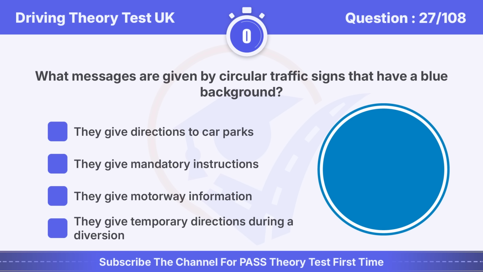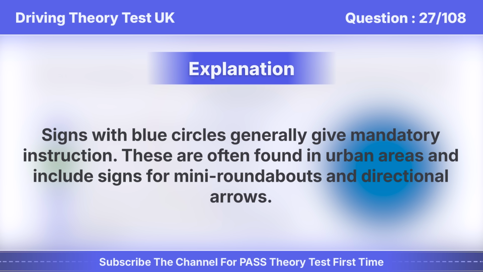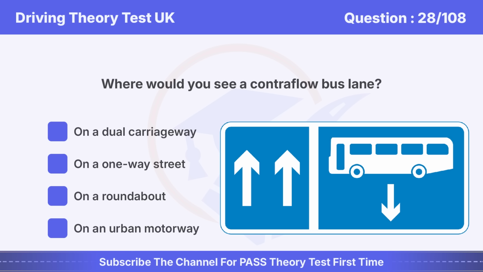Answer is B. They give mandatory instructions. Signs with blue circles generally give mandatory instruction. These are often found in urban areas and include signs for mini roundabouts and directional arrows. Question 28. Where would you see a contraflow bus lane?